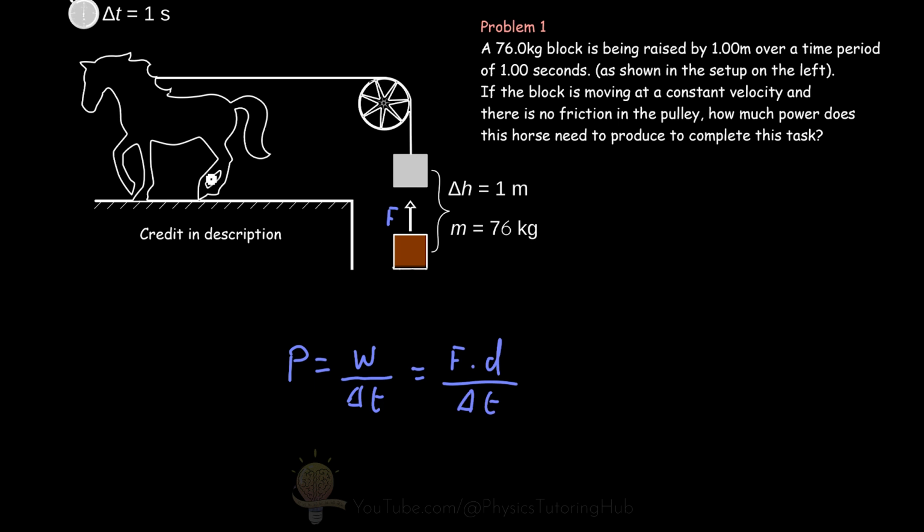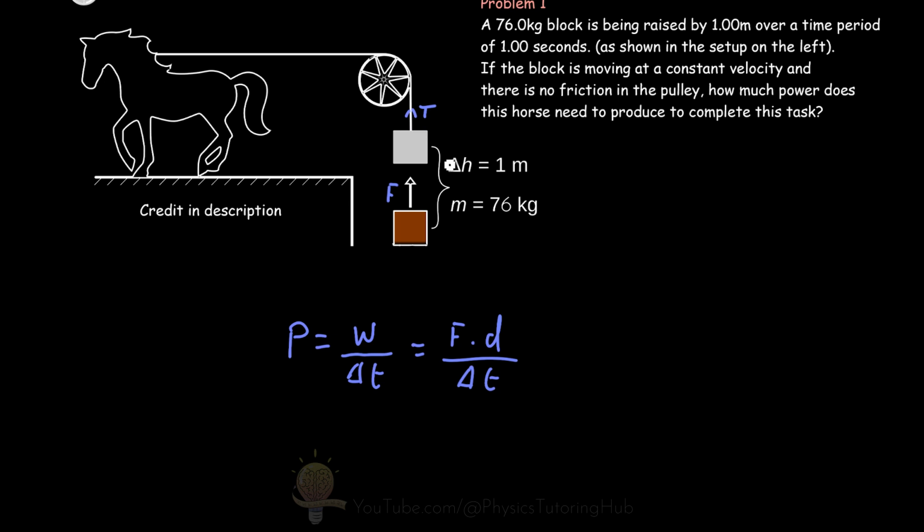Our horse is doing work on this box by providing an upward tension force on this rope. But because the box has a mass and is within a gravitational field, the box also has a force pulling it downward. And this force is the weight of the box. So let's draw a free body diagram to show you exactly what's going on here.